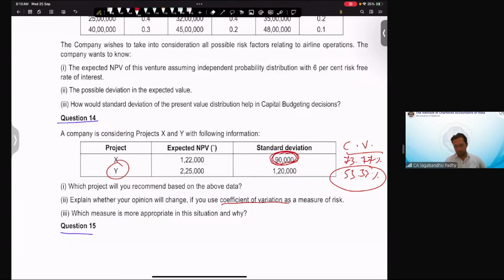Well, over here, the more appropriate way is to look at the expected NPV, because expected NPV is nothing but the likely increase in the wealth of the investment. With your objective of wealth maximization and also taking into account the coefficient of variation, we can say that project Y should be chosen because it will lead to wealth maximization, and also the risk per unit of NPV is lower. Okay, are we good, guys?